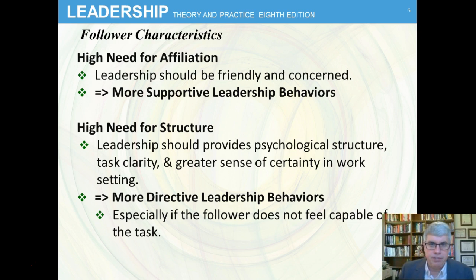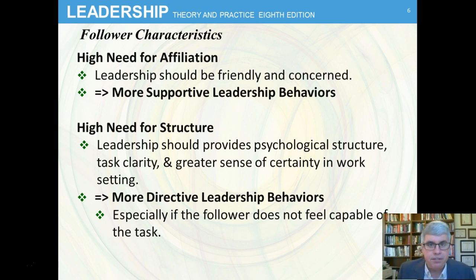Another follower characteristic that we need to be aware of is the need for structure. Some people know exactly what to do already, and they don't need people to tell them what to do. Others are a bit clueless, maybe perhaps a bit ADD, maybe everything in the process is new to them. They need more structure. And so for people high in the need for structure, to provide leadership, a leader needs to provide psychological structure, task clarity, and a greater sense of certainty in the work setting on what they're supposed to do. So this means they need to have more directive leadership behaviors, telling people exactly what they need to do to get to that goal.